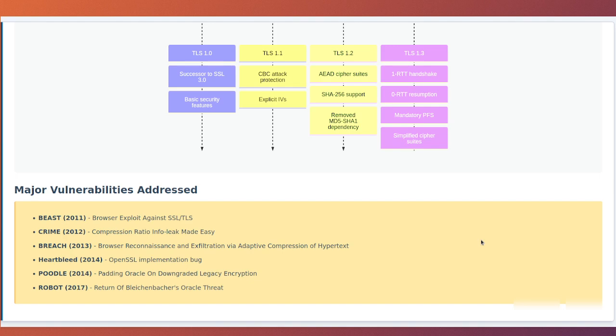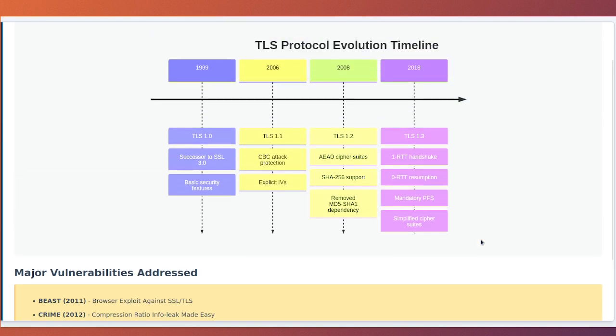The development of TLS 1.3 took much longer. It wasn't finalized until 2018. This extended development period was due to the radical changes being proposed. The IETF working group spent years debating, testing, and refining the protocol to ensure it would meet the security needs of the next decade.